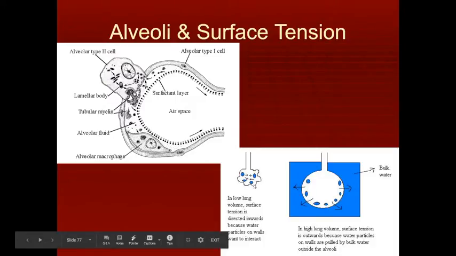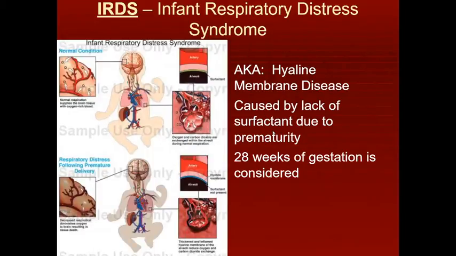But when we exhale, it brings them closer together, and those water molecules want to get attracted to each other and collapse that air-filled sac. Okay, but that's what surfactant does. It keeps that airspace. It keeps those polar molecules, those water molecules, from being attracted to one another and collapsing that down. I hope that makes sense. Anyway, IRDS, infant respiratory distress syndrome, hyaline membrane disease caused by lack of surfactant due to prematurity.